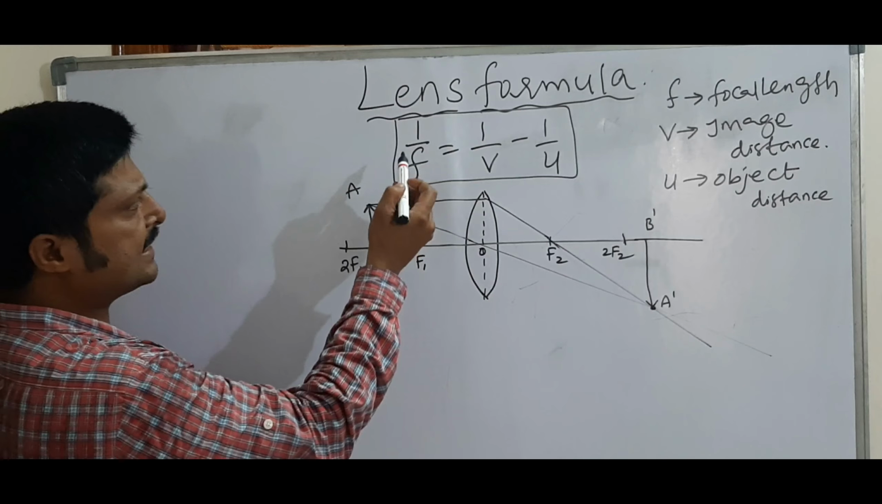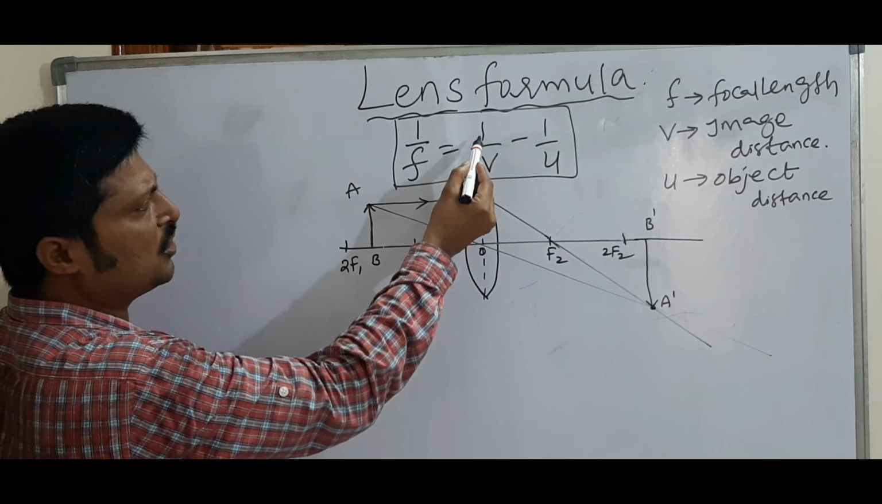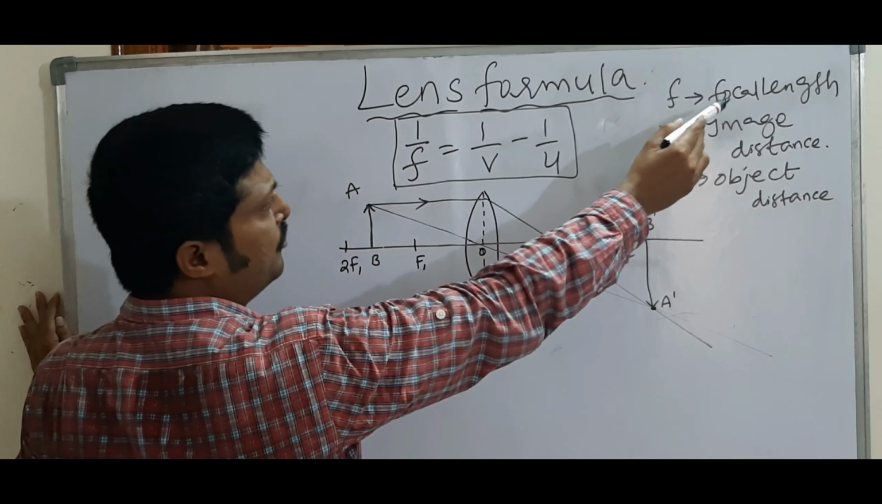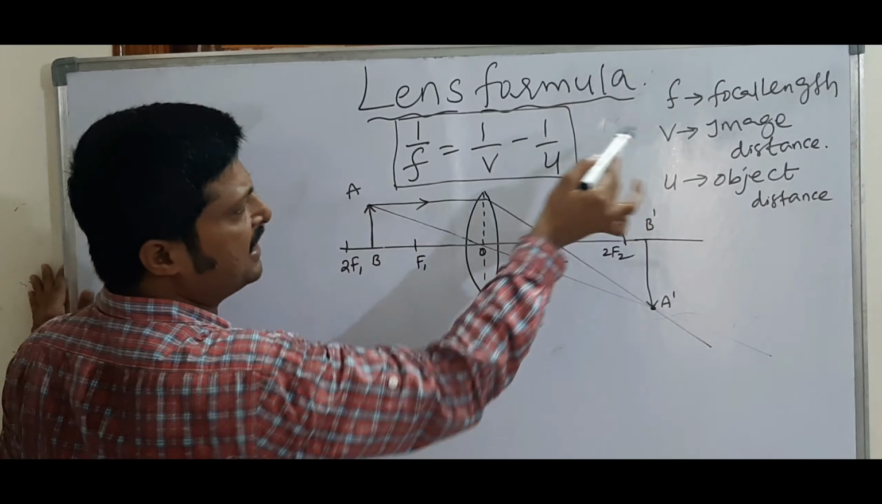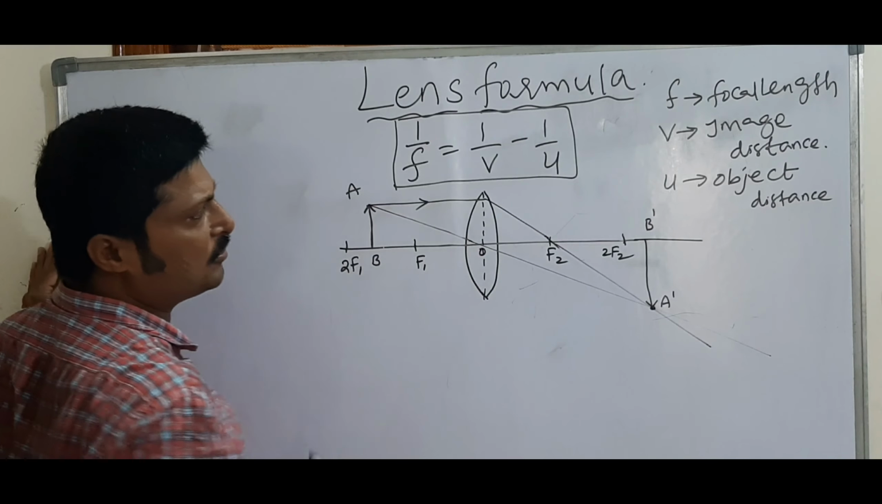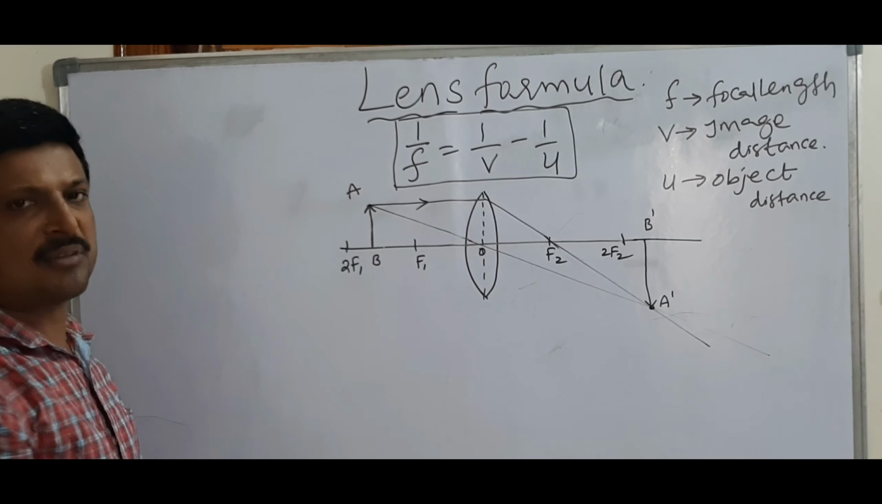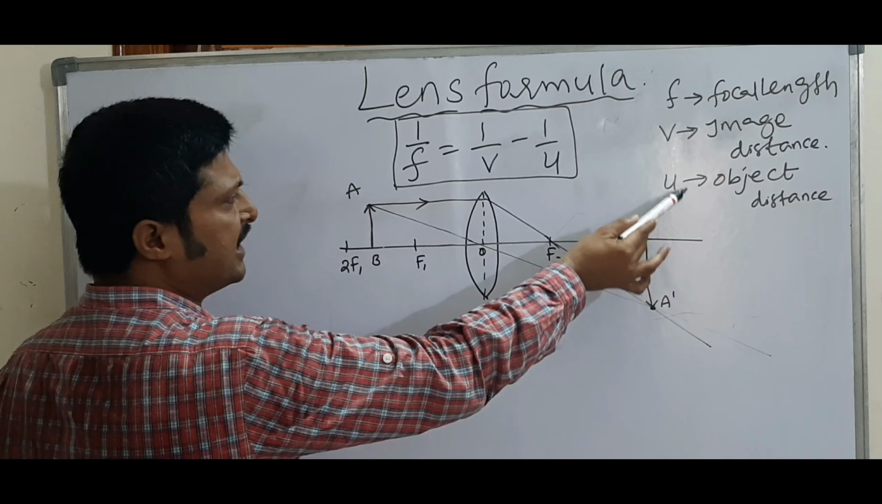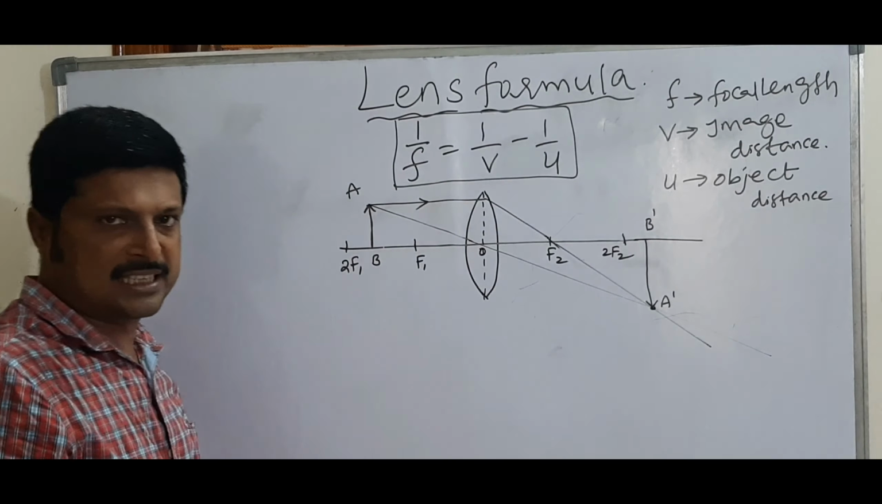Right. 1 by f is equal to 1 by v minus 1 by u. F means focal length, V means image distance, U means object distance. So lens formula is a relation between image distance, object distance and focal length.